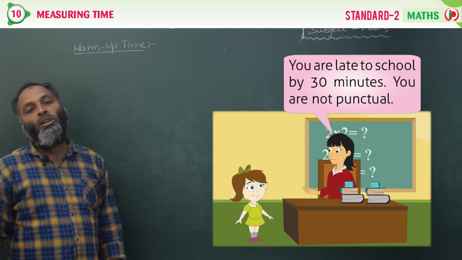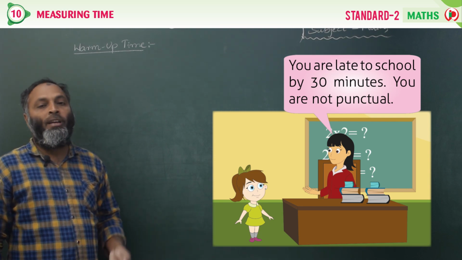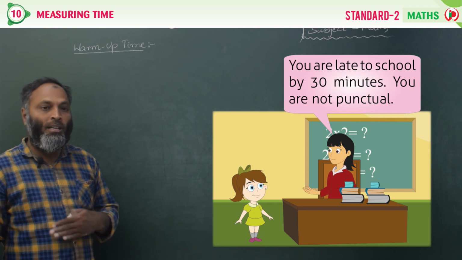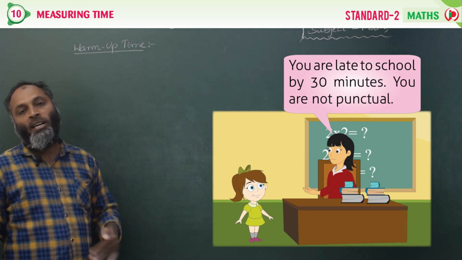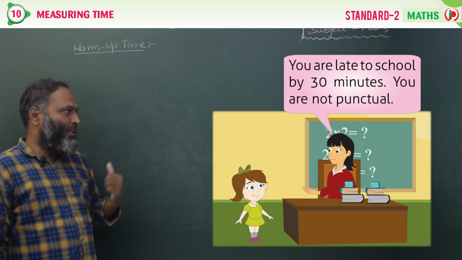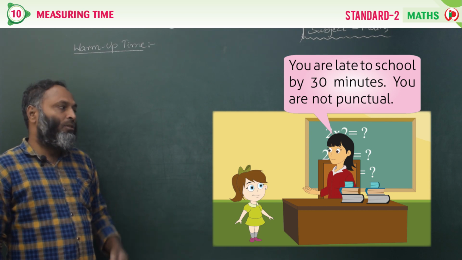Actually, according to the school timetable, the school timing is there, 9 o'clock, 8:50, 8:30. According to that, the teacher, or any person, will calculate: 30 minutes late, 20 minutes late. On the basis of that, the teacher is saying that you are late to school by 30 minutes.